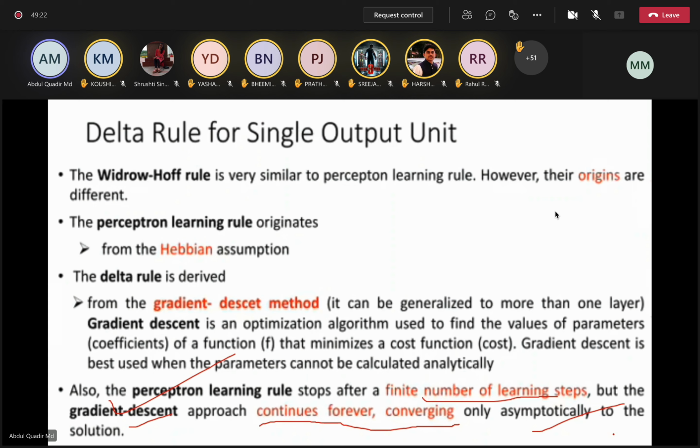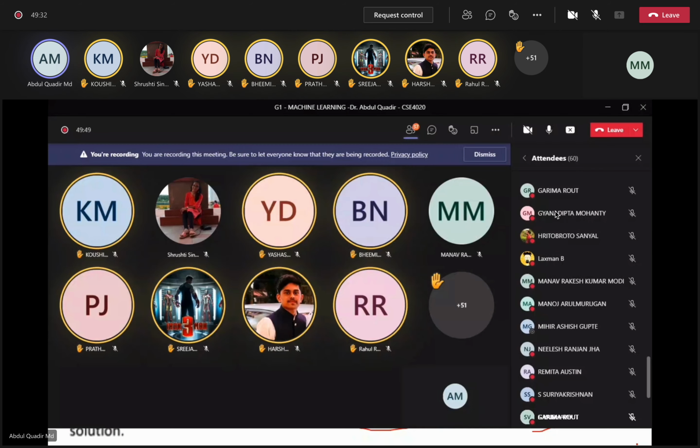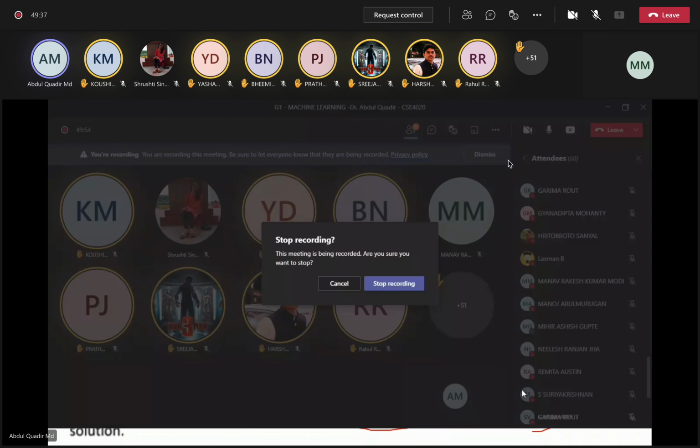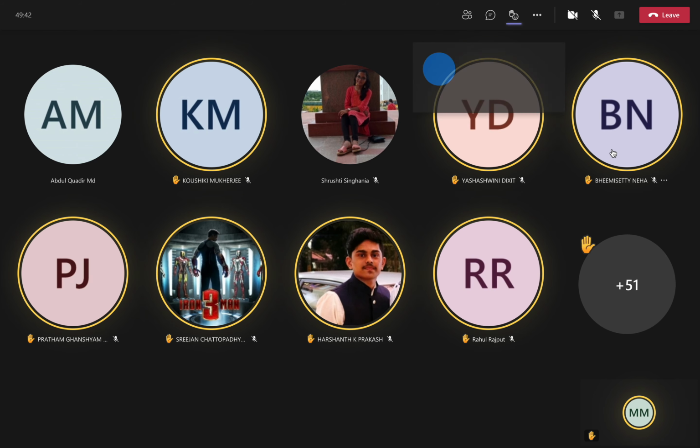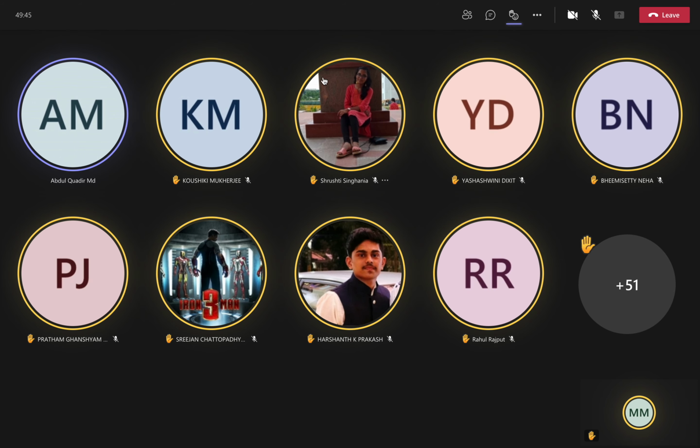This is all about Adaline, students. Are you able to understand? How many of you have understood? Please raise your hands. And you can kindly also refer to gradient descent. This is sophisticated gradient descent, otherwise also called LMS.